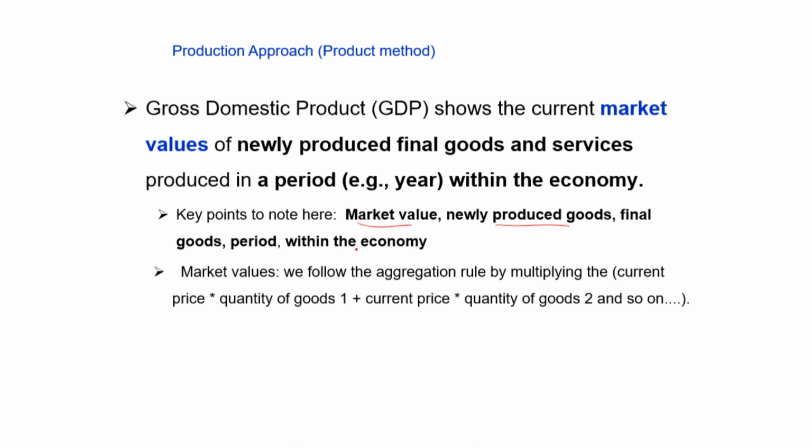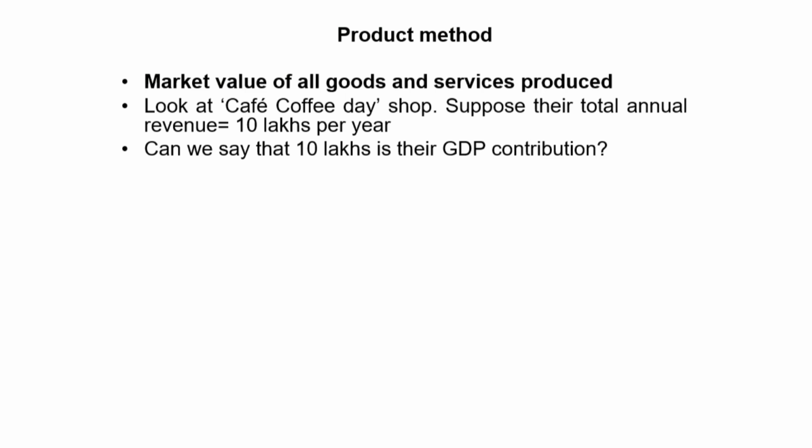For market values, we follow the aggregation rules by multiplying the current price times the quantity of goods 1, plus the current price times the quantity of goods 2, and so on. So to explain the product method, let us take the case of one particular shop and how much they contribute to the GDP in a given period of time. The very definition of GDP as per the product method is the market value of all goods and services produced.